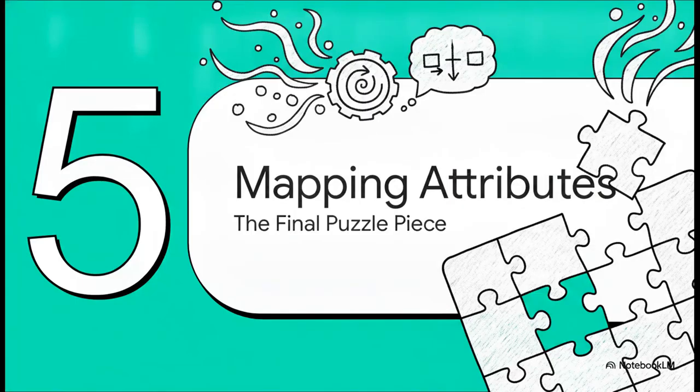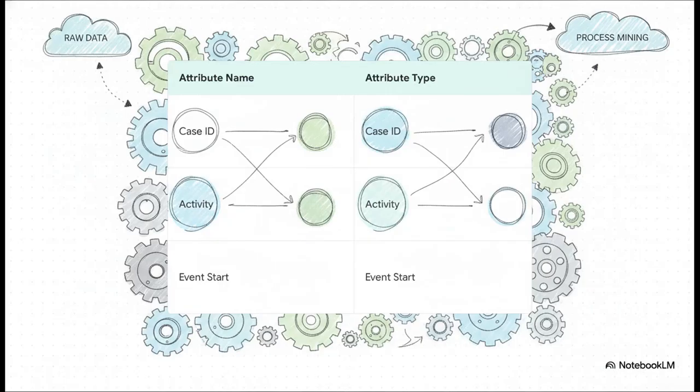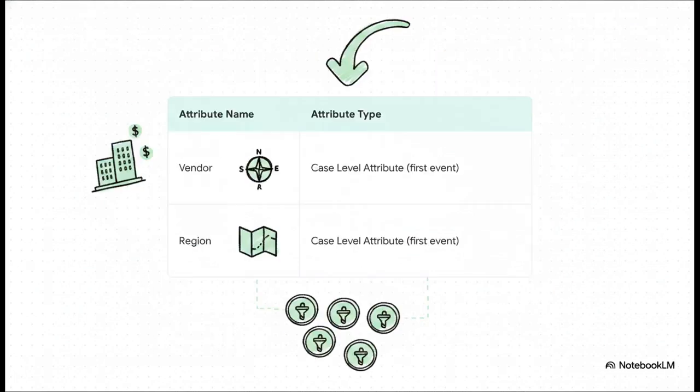Which brings us to Section 5, Mapping Attributes for Mining, the final puzzle piece. We start off by mapping those mandatory fields we've been prepping this whole time. It's wonderfully straightforward. Under attribute type, you simply match case ID to case ID, activity to activity, and event start to event start. You've done such a good job preparing the data up to this point that this part is practically automatic. Now, what's really interesting here is how we map the optional fields.